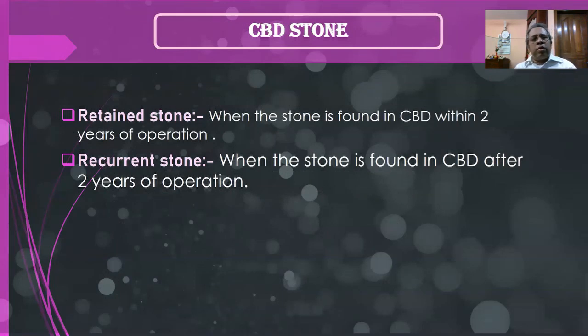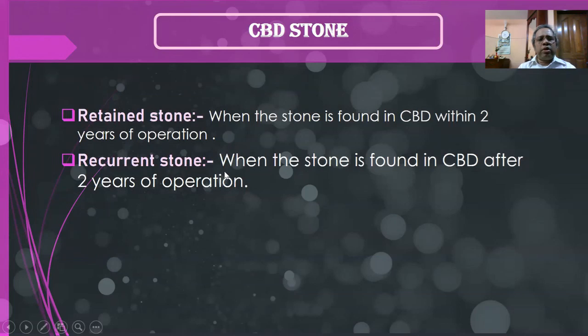So some terminology: there are retained stones and recurrent stones. Retained stone means you do the surgery for the CBD stones and you leave a stone behind there. You miss it during the operation. So when the stone is found in the CBD within 2 years of operation, then your diagnosis is retained stones.